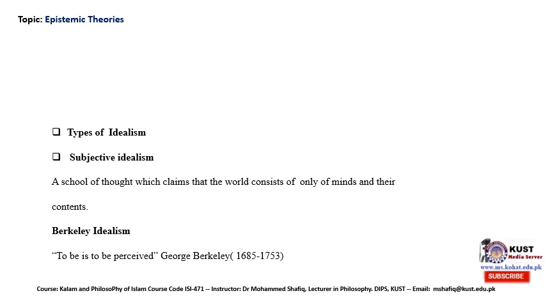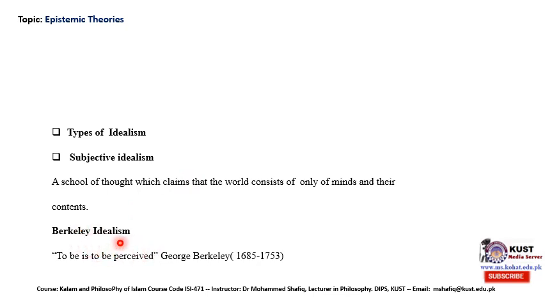Now, what are the further types of idealism? Philosophically we have subjective idealism, objective idealism, and absolute idealism. According to subjective idealists, the world consists of only minds and their contents. Among those subjective idealists, we have the famous Irish bishop and philosopher George Berkeley, whose idealism is the best example of this kind of idealism that is known as subjective idealism.